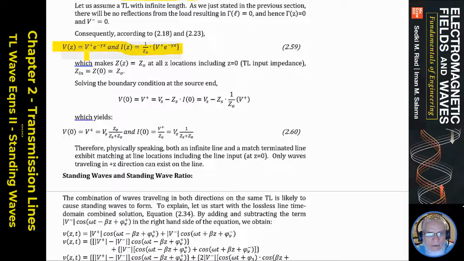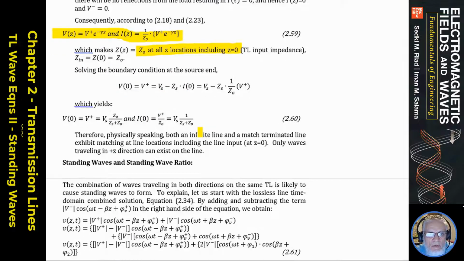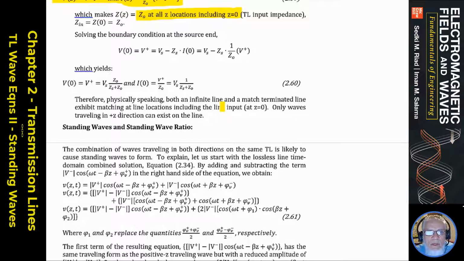In other words, you only have a V plus wave, no V minus wave. The ratio between V of z and I of z, which is the impedance of the line, will be simply Z naught, because this cancels that, and you are only left with Z naught. That means your Z of z, your driving point impedance, anywhere on the line is equal to the characteristic impedance at all locations, including the input impedance of the line. If you solve the boundary conditions, you can get your V plus. That's one of the easy cases that you solve, and basically you will have only one wave traveling from the source to the load, no reflections.